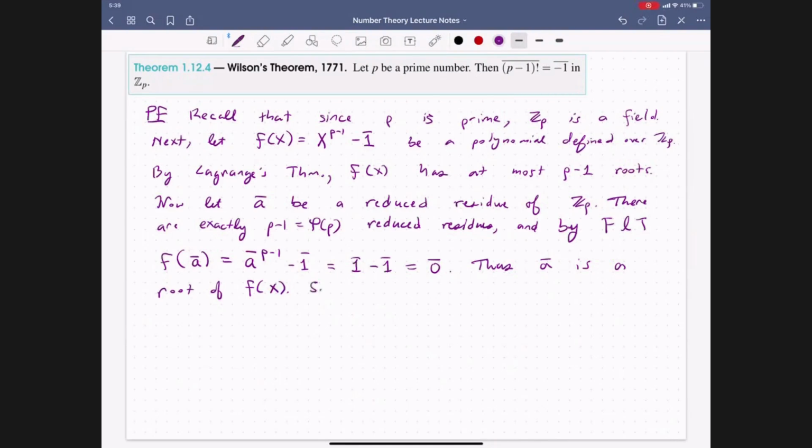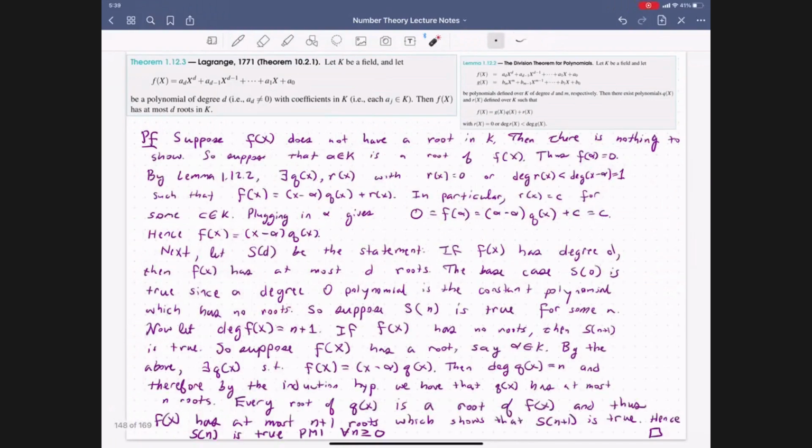So x minus a bar divides f of x for each reduced residue a bar. But if we apply the statement that we proved over here in succession, so specifically we have a root, we can go ahead and use the division theorem to get x minus alpha times q of x plus r of x, and then show that this here is 0. What we end up getting is a factorization.